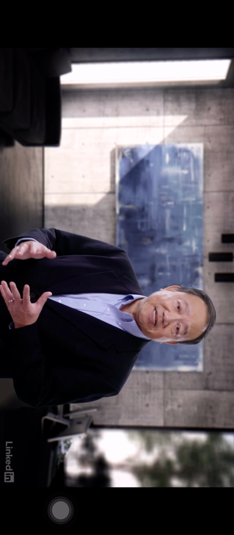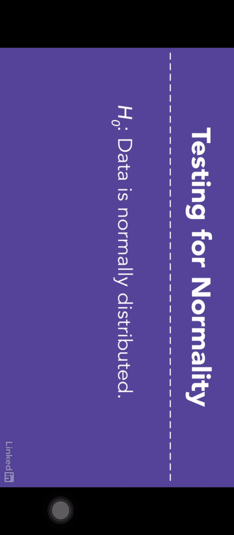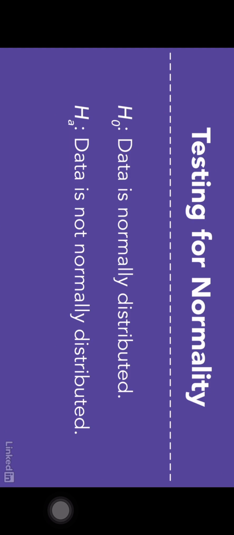So, when running a normality test, you have to do a test for each data set. Here are the hypotheses for testing for normality. The null hypothesis is data is normally distributed. In other words, it follows or approximately follows a normal distribution. The alternate hypothesis is that the data does not follow a normal distribution. In other words, it is significantly non-normal. The most commonly used and preferred normality test is the Anderson-Darling test.